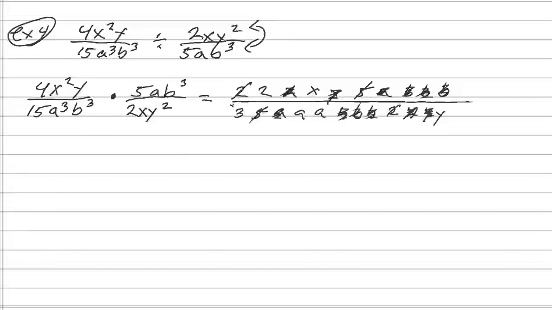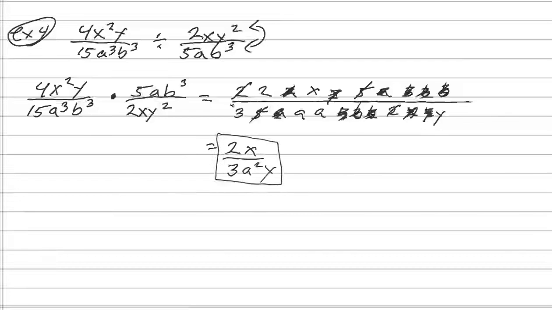So what I'm left with here is, on the top I have 2x, and on the bottom I have a 3 times a times y. So 3a squared y. And that would be my final answer.